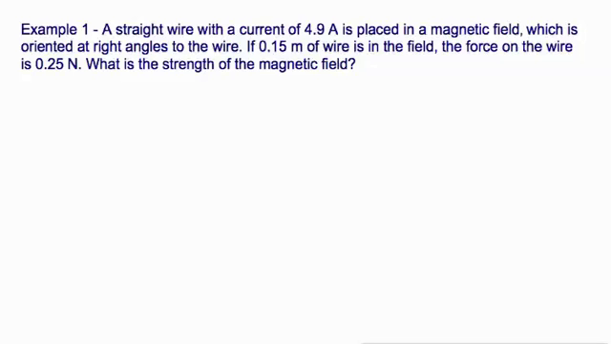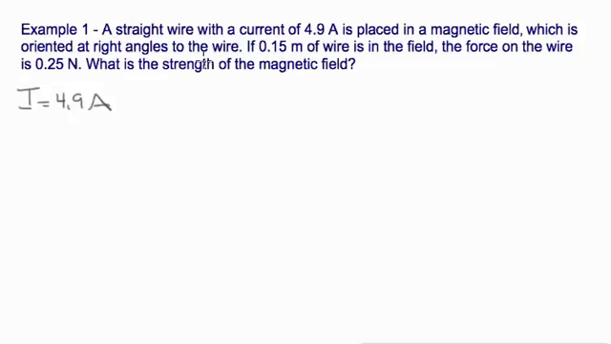We have a straight wire with a current of 4.9 amps and a magnetic field that's at a right angle to the wire. All of the examples we're going to do are going to have the current and the direction of the magnetic field perpendicular to each other, because in that configuration you get the maximum amount of force. So we are not going to take vectors into account with this, though you could.